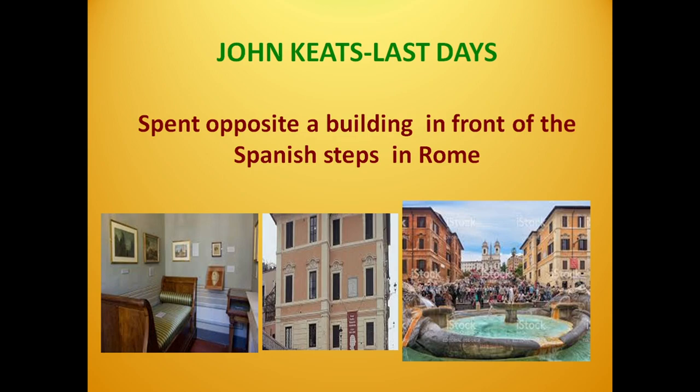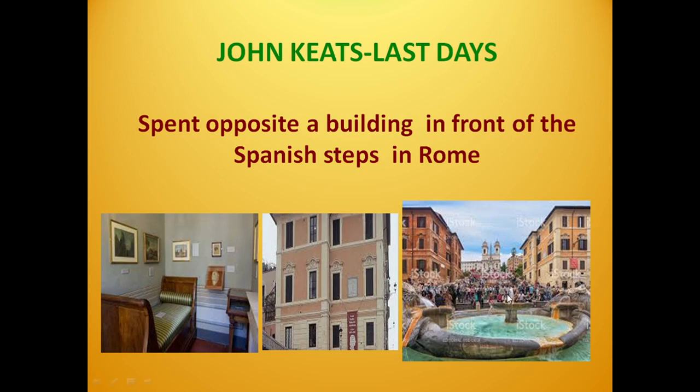He contracted TB early in life, and his entire family were victims of consumption. And he also had to leave England and go to Rome in search of good weather and climate. This is where he stayed. In fact, there is a small memorial, Keats' memorial, here.